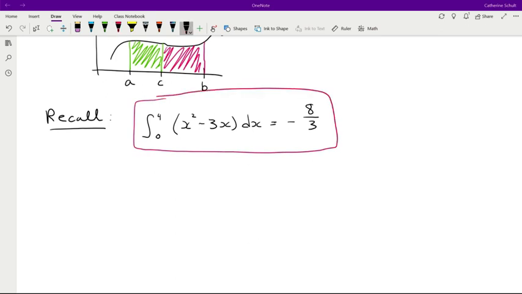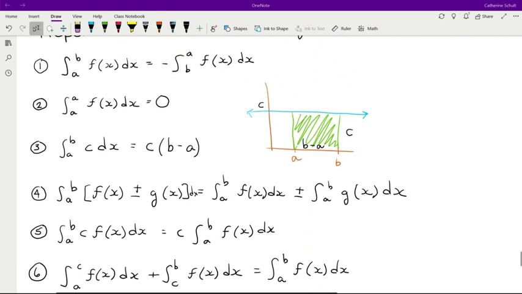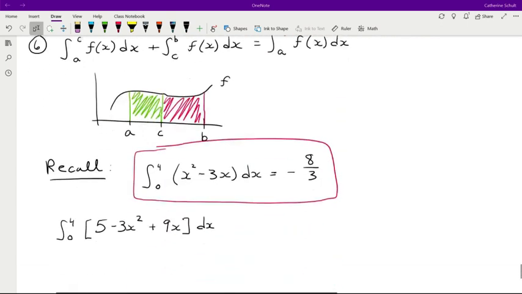What we're going to do now is figure out the integral from 0 to 4 of 5 minus 3x squared plus 9x dx, only using what we've done before this point in the section. So only using this piece of information, and then only using these integral properties.